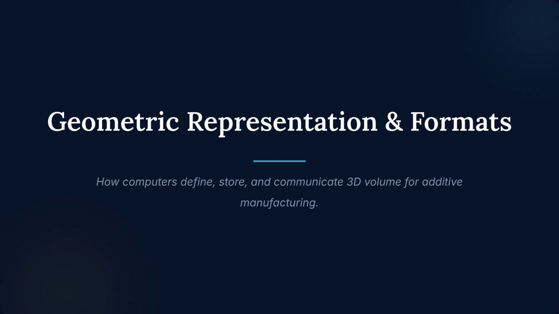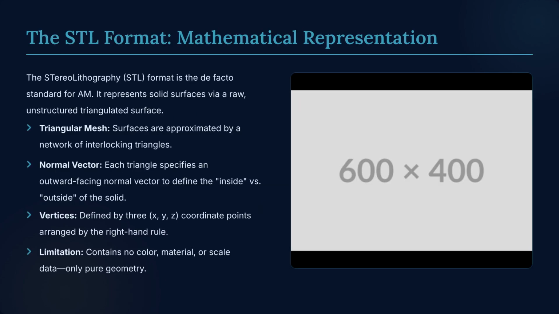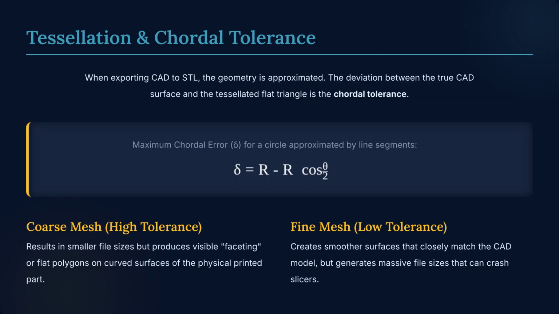Next, we will look at geometric representation and the file formats that allow computers to store and communicate 3D volume data for additive manufacturing. The STL format is the standard for AM. It uses a triangular mesh and normal vectors to define a solid surface, though it lacks color, material, or scale data. Tessellation involves chordal tolerance.